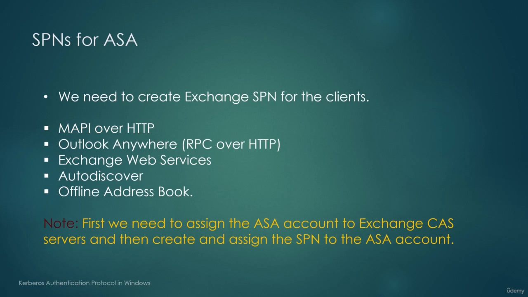Once an ASA account is created and assigned to Exchange servers, we need to create Exchange SPNs for its service connection point and virtual directories. Note that we first need to assign the ASA account to Exchange CAS servers and only then create and assign the SPN to the ASA account.